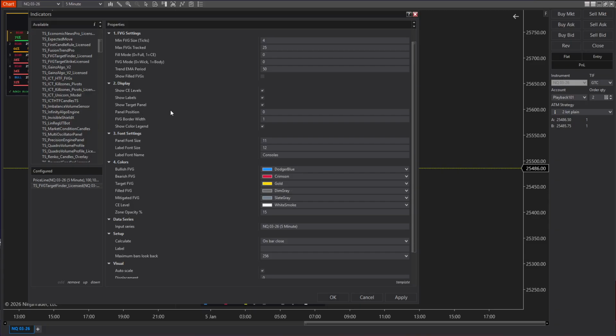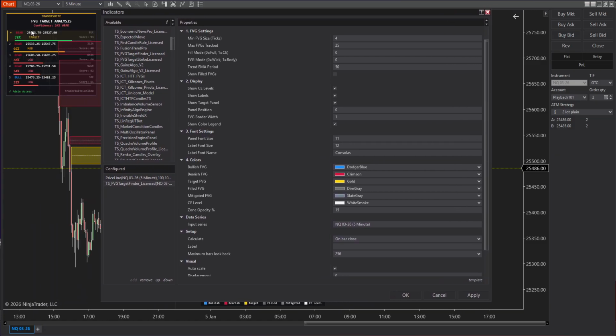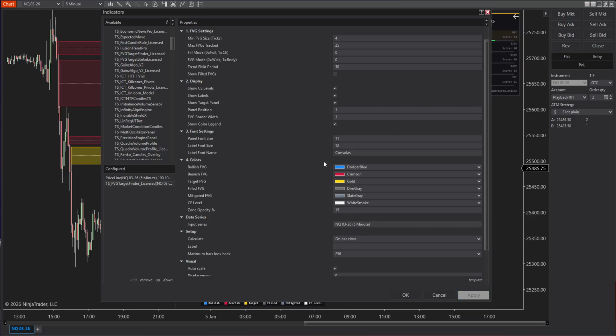Show target panel, this is the premium analysis panel. Definitely keep this on. I'll show you what it looks like in a second. Panel position, you can put the panel top left, top right, bottom left, bottom right, or turn it off entirely. I like top right so it doesn't cover the price action.